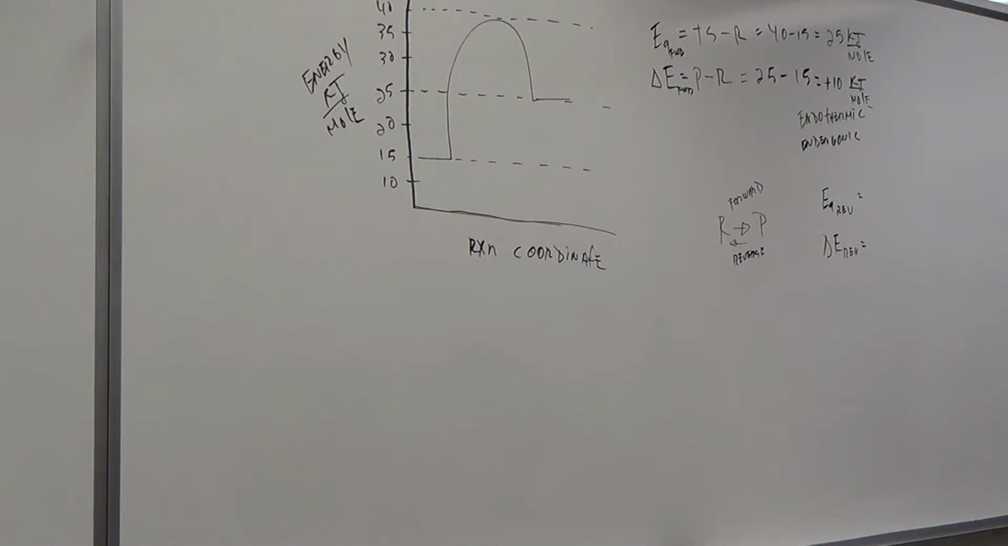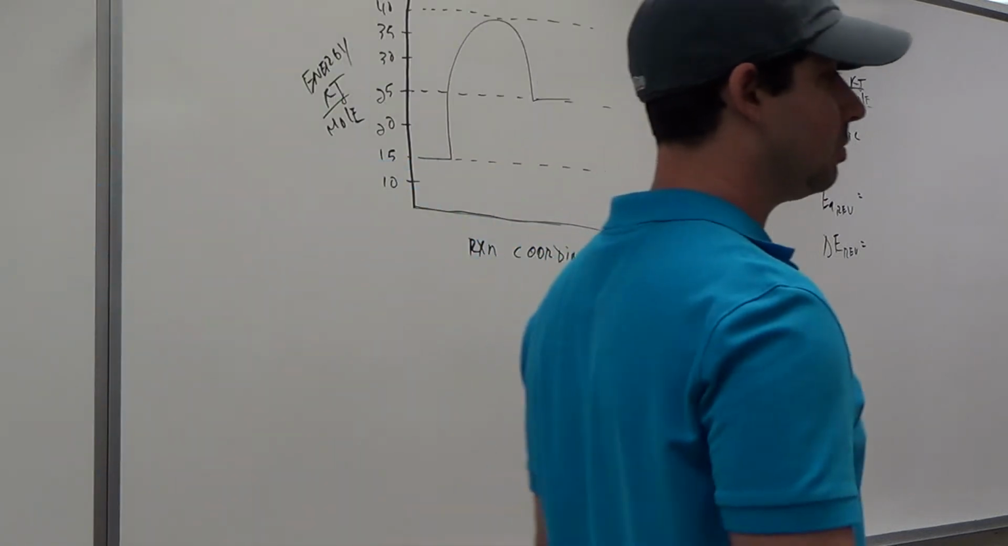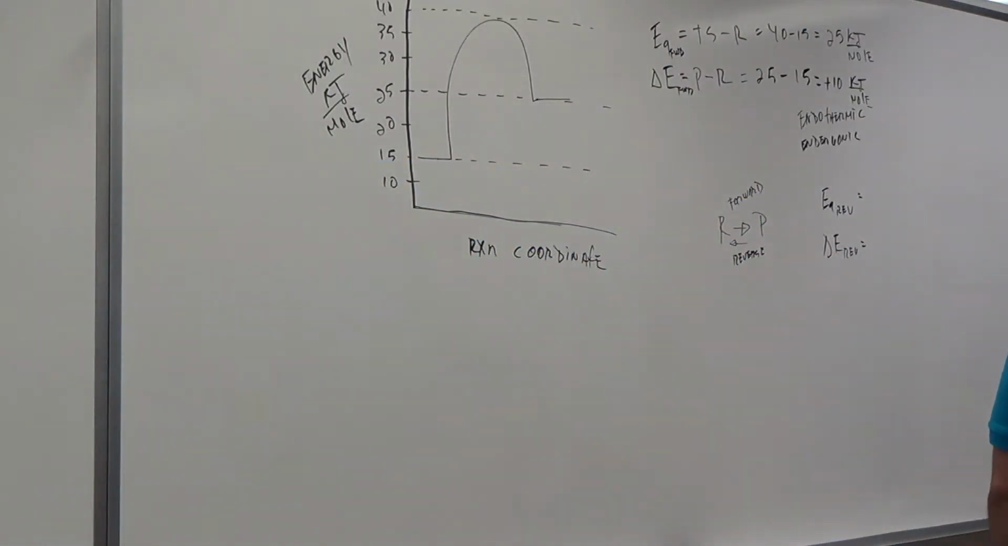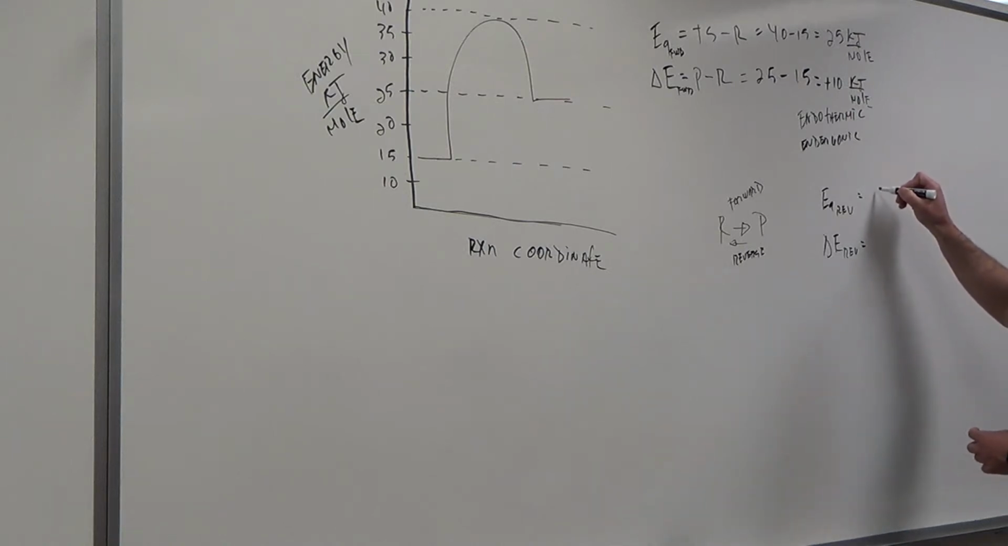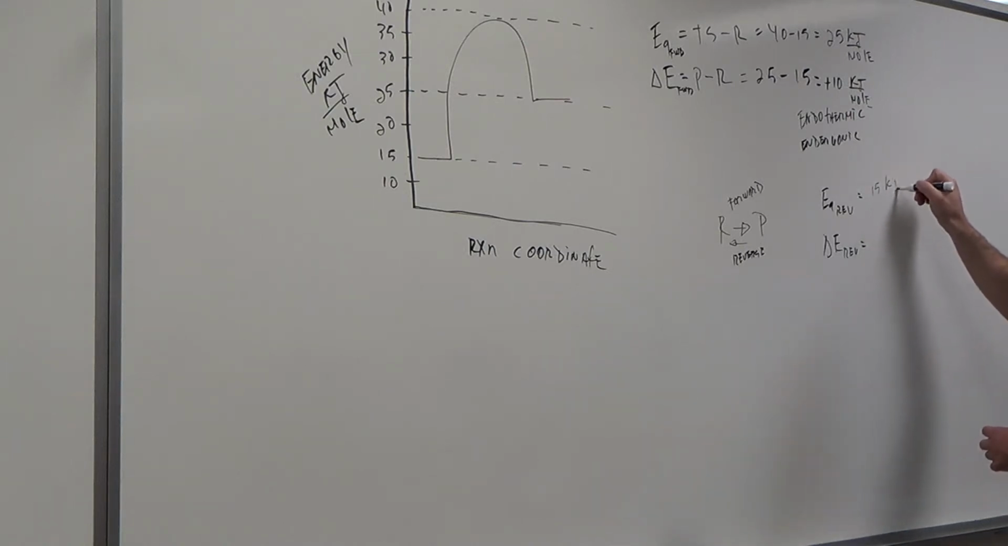What's the energy of activation? 15 kilojoules per mole. Energy of activation is what? 15 kilojoules per mole. You say energy of activation is 15 kilojoules per mole.